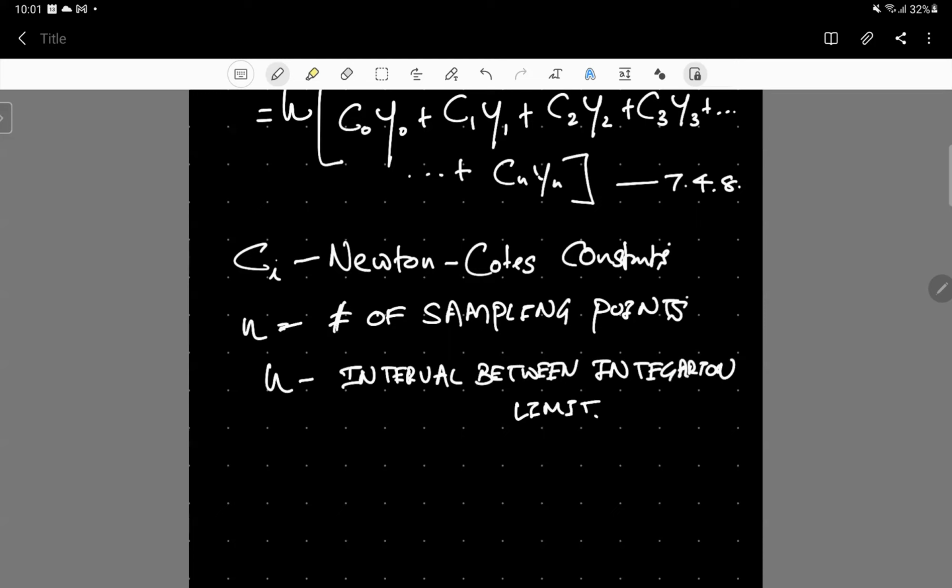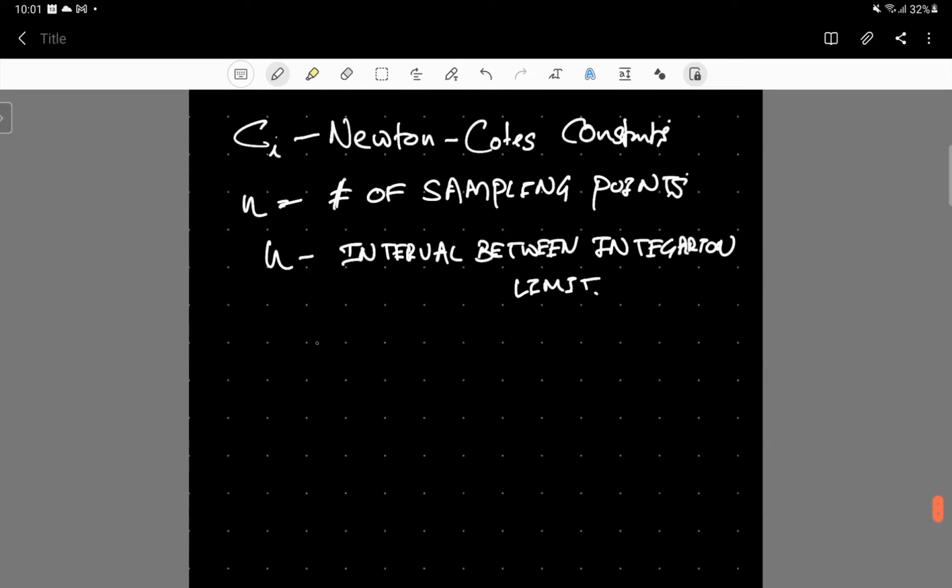So if we consider the integration between -1 to +1, then h becomes 2. In the case of -1 to 1, the corresponding h value, the integration limit, becomes 2. So it's simply the width in the x direction. I think you can clearly understand what is happening now.